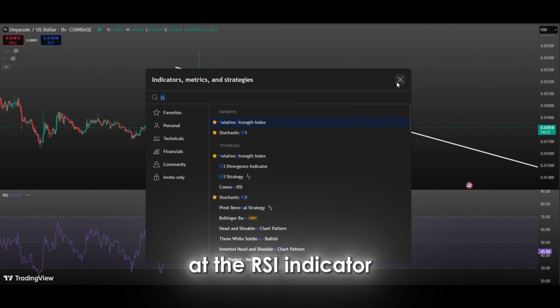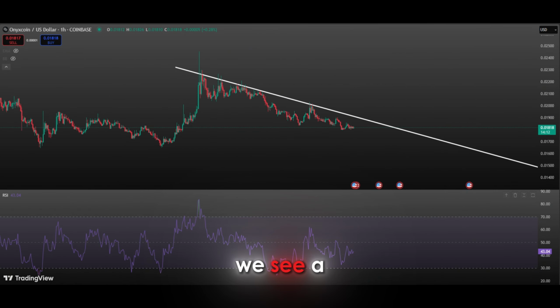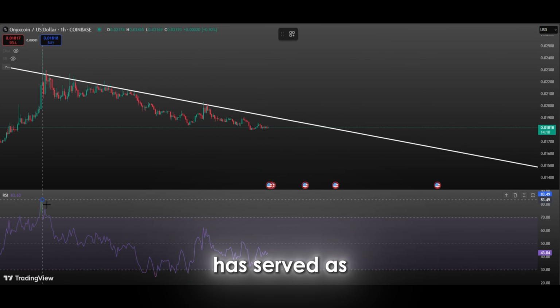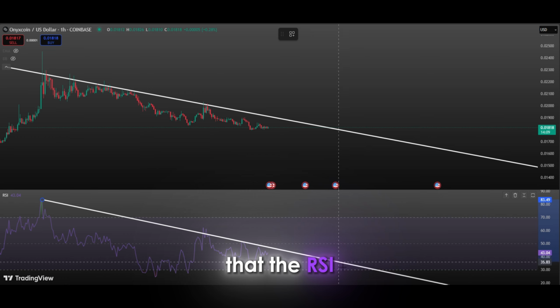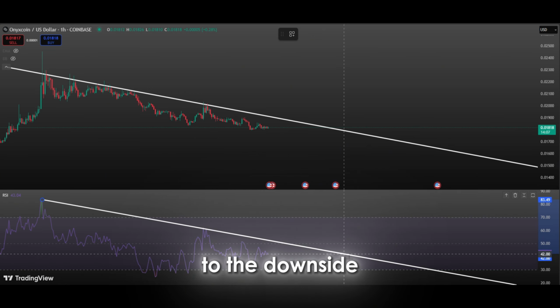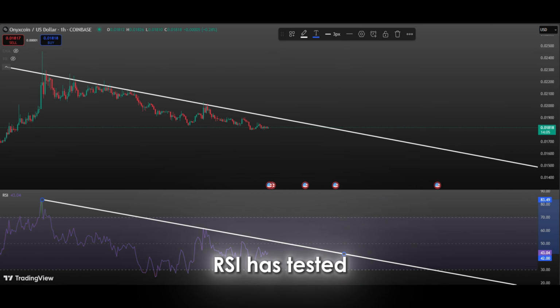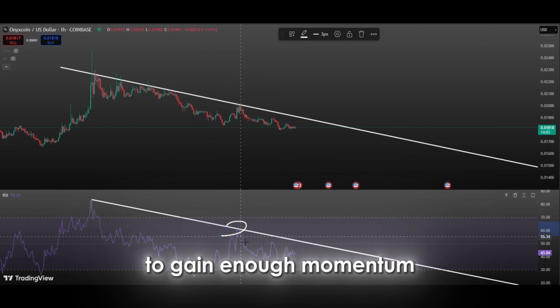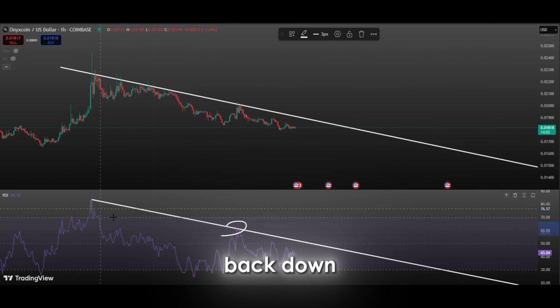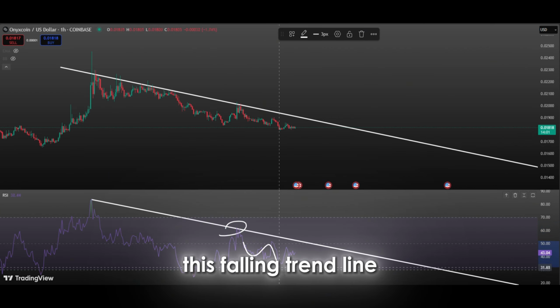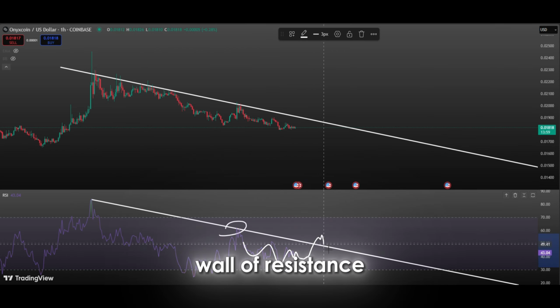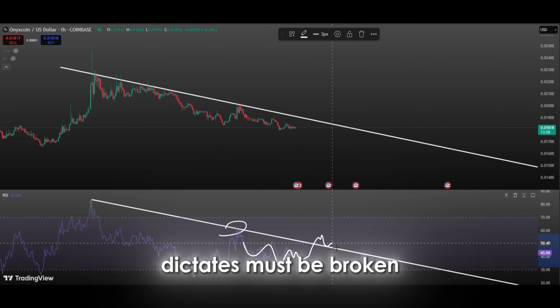When we look at the RSI indicator from a broader perspective, we see a very prominent falling trend line. This trend line has served as a strong technical resistance that the RSI has touched many times before, and each time it has reacted to the downside. Each time the RSI has tested this level, it has made a slight upward move, but has failed to gain enough momentum and has retreated back down. This means that this falling trend line is not only a technical hurdle for the RSI, but also a wall of resistance that investor psychology dictates must be broken.